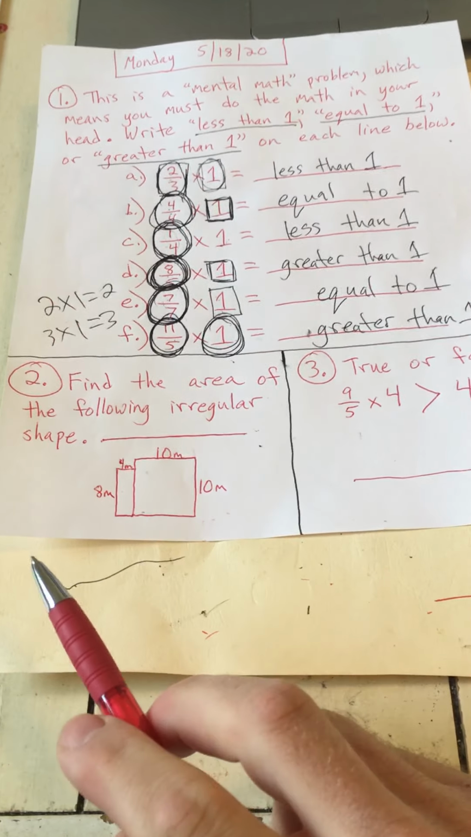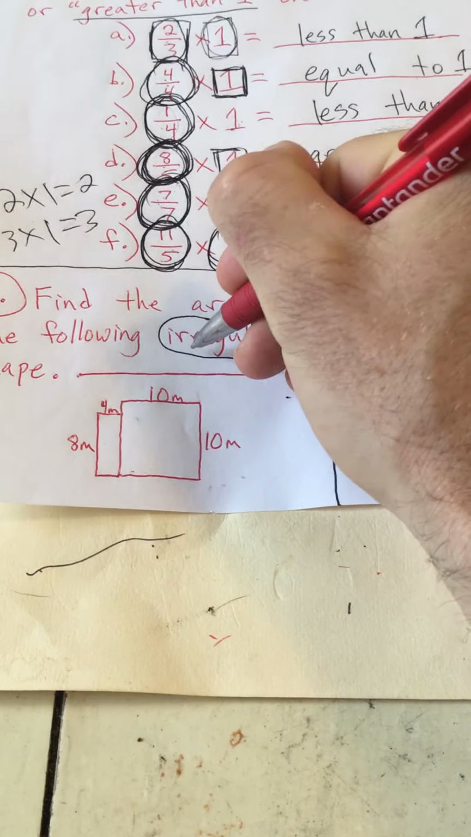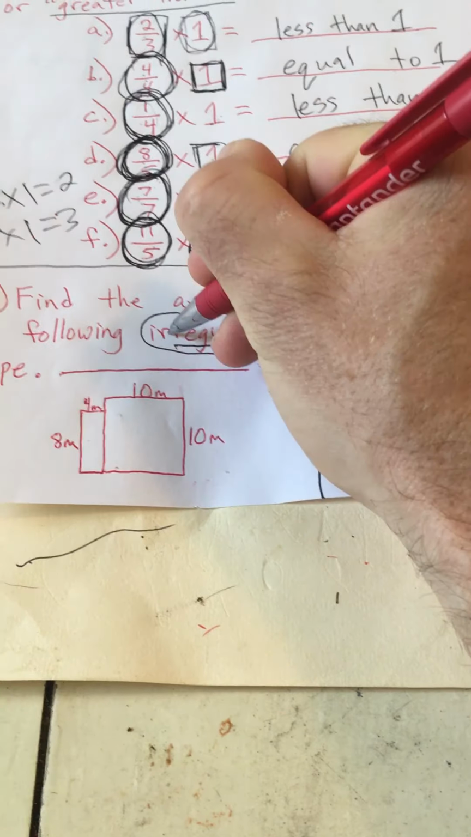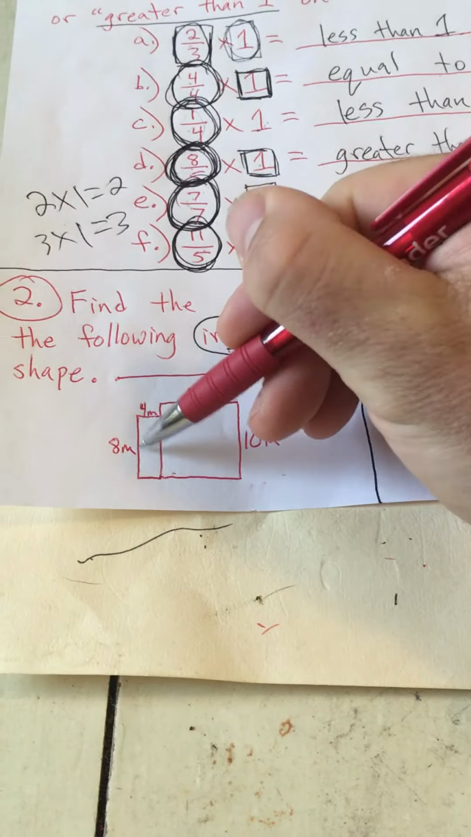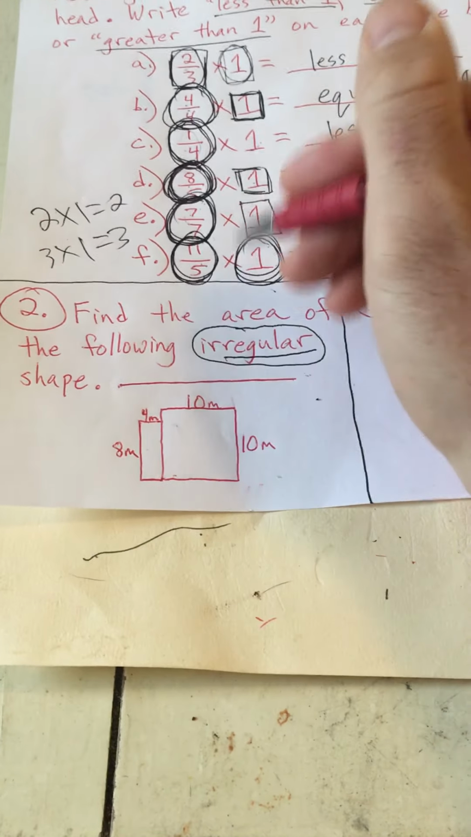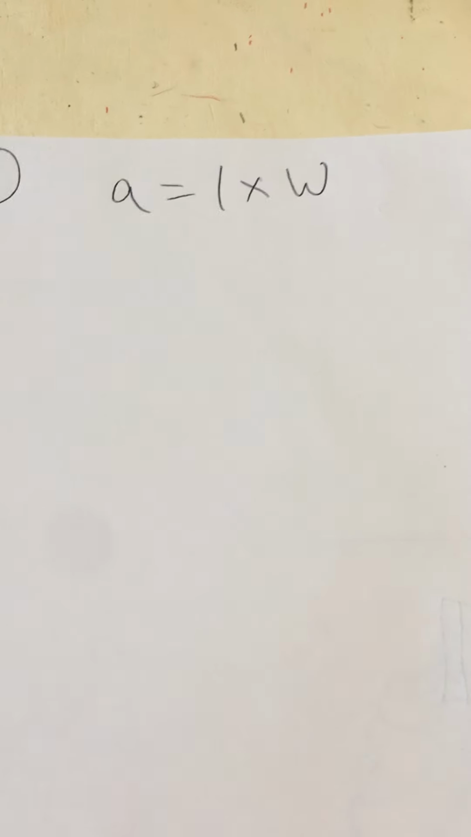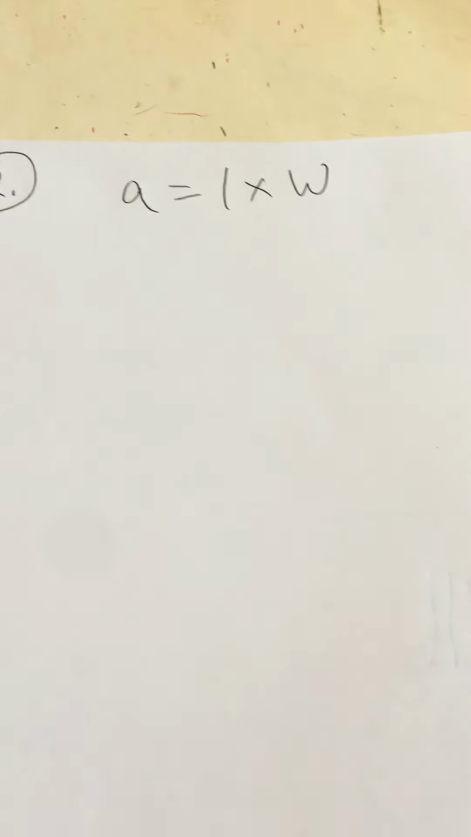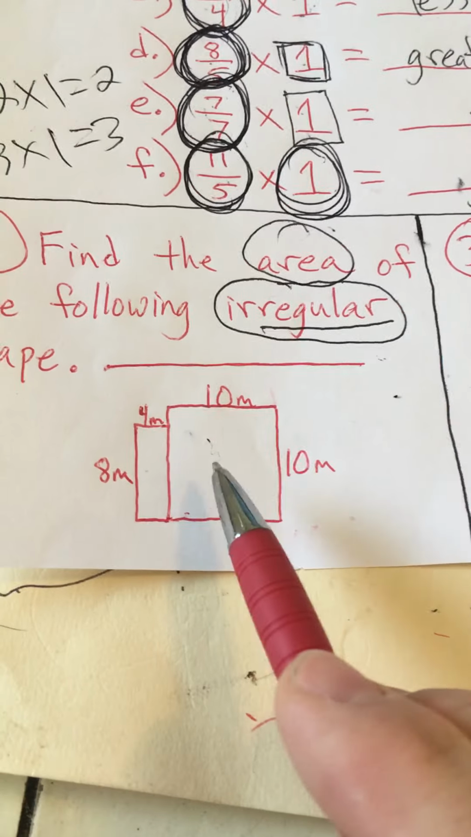Number 2 says, find the area of the following irregular shape. If you don't know what irregular means, you see the word regular in it. So irregular means not regular. So this shape is not a regular shape because there are 2 sections here, right? So we're finding the area of this irregular shape. The formula for area is length times width. They will give you this on your MCAS sheet. They give you a sheet with some different formulas on it, and this is one of the ones that they'll give you.